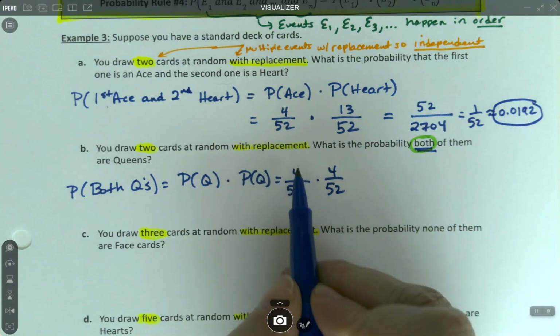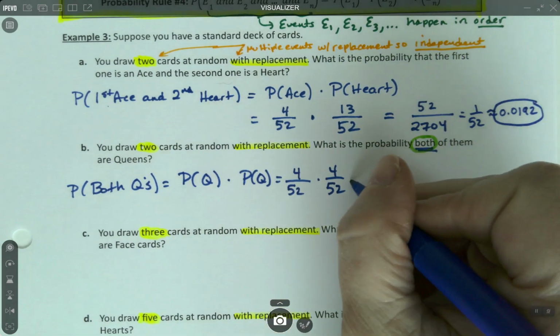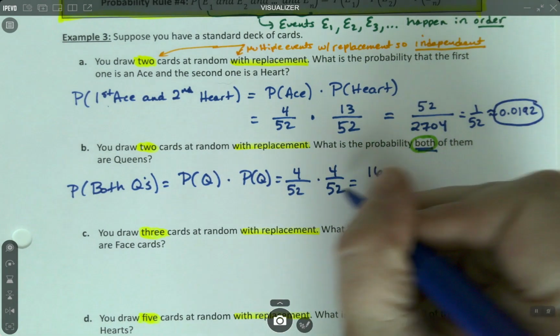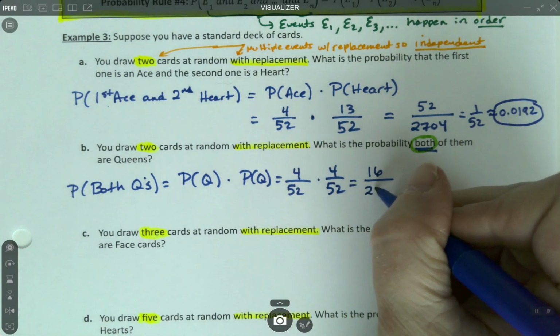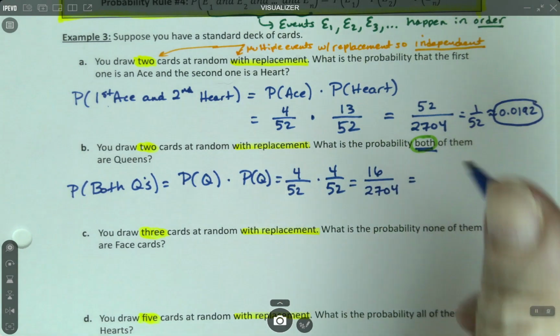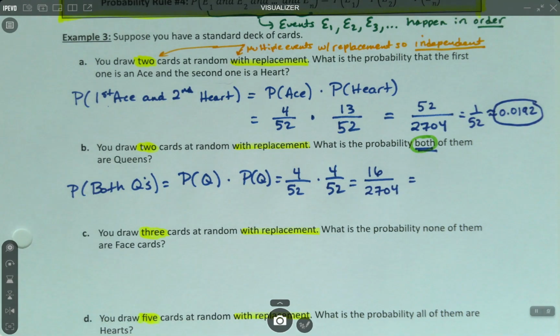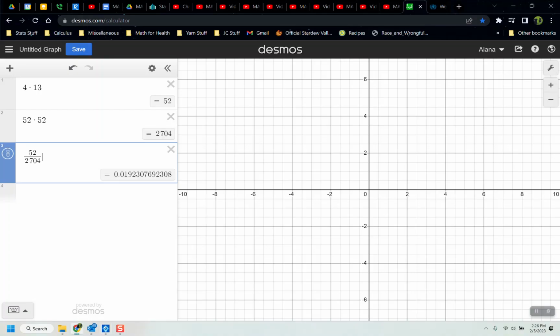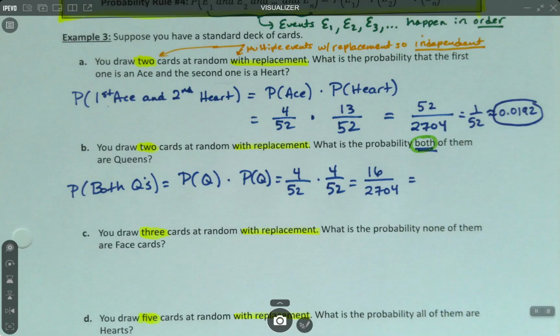Because they were replaced, there's always 52 cards in the deck. 4 times 4 is 16. 52 times 52 is 2,704. Now, in Desmos, you have the option. You can say what 4 times 4 is and find that, but you can also do 4 divided by 52 times 4 divided by 52 and get a decimal, which is 0.0059, and you can also get a reduced fraction, which is 1 out of 169. So either way works.